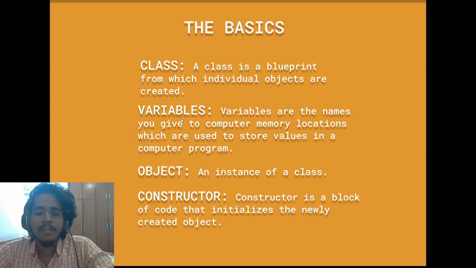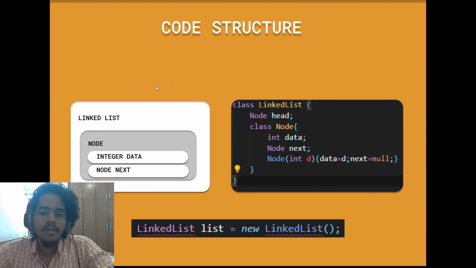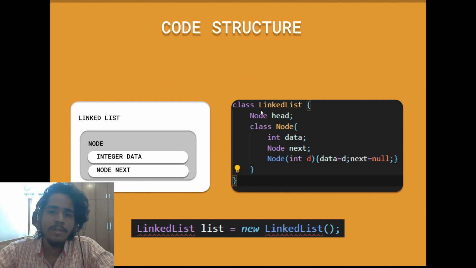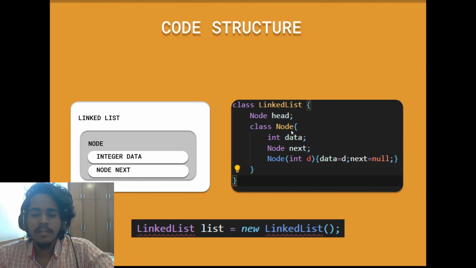But now in terms of a linked list, consider a linked list to be a class. We already said each linked list will have a head pointer which points to the first node in the linked list. So the head itself is a node. What is the blueprint of a node? Here we can see the class node. This is the blueprint for the node structure.